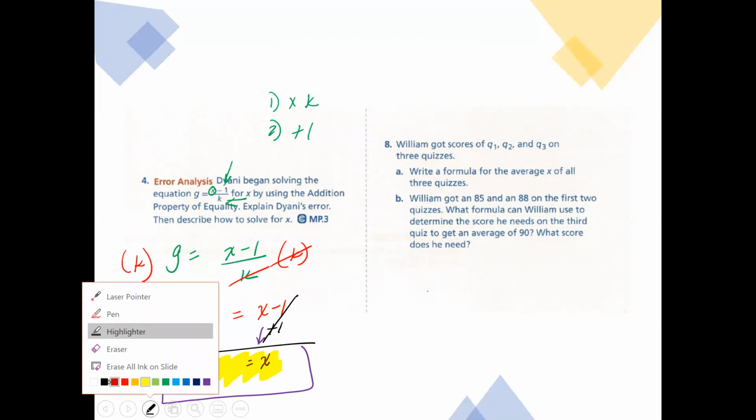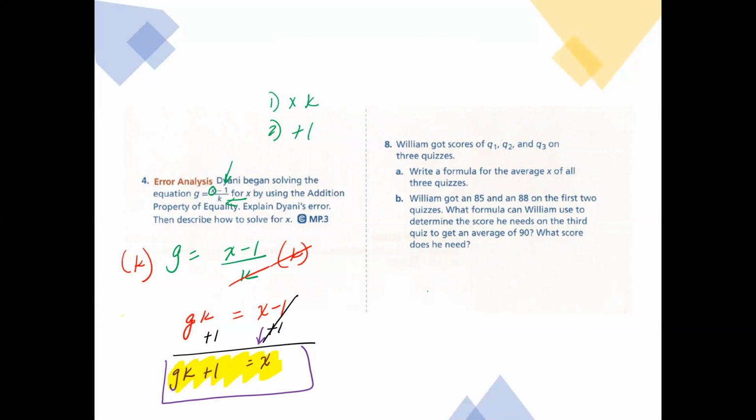Number 8, let's take a look at this one here. And anytime during the video, if you are a little bit stuck, you can pause it, rewind it, etc. William got scores of quiz 1, quiz 2, and quiz 3 on all 3 quizzes. Write a formula for the average, keyword is average, of X for all 3 quizzes. So what I can do is Q1 plus Q2 plus Q3 divided by 3, and that's going to be the average for William, okay?